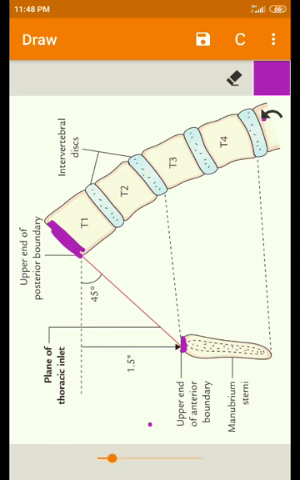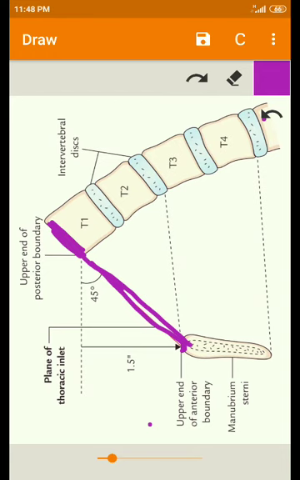The plane of the inlet is directed downwards and forwards. You can see here the plane of the inlet. It is not present as a straight plane, or as a circle. The plane of the inlet is downwards and forwards with an obliquity of 45 degrees.